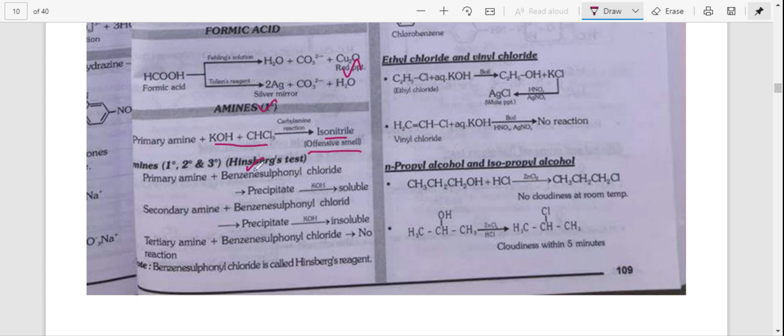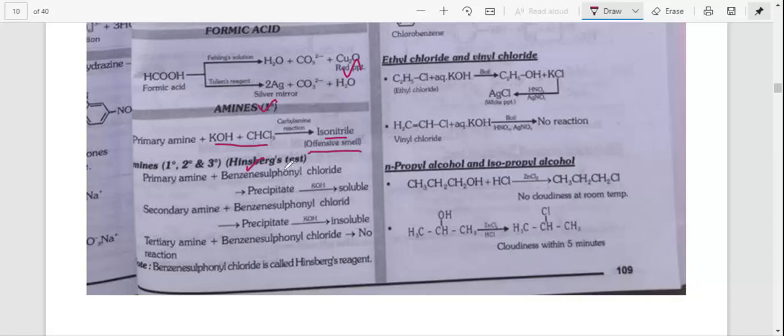Next, amines reacted in the Hinsberg test. Primary amine plus benzene sulfonyl chloride gives a precipitate, and when it is reacted with KOH, it is soluble. So the primary amine product will be soluble. When a secondary amine reacts with benzene sulfonyl chloride, it gives a precipitate, and again when we add KOH, it will be insoluble. Tertiary amine plus benzene sulfonyl chloride, there will be no reaction.